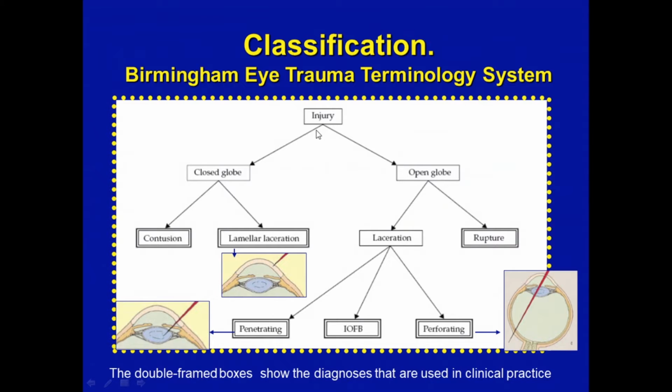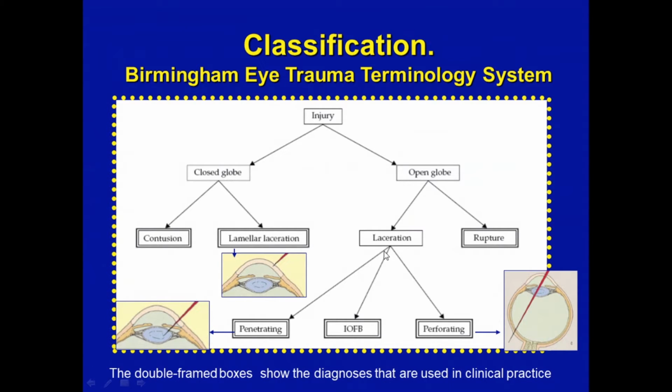So, all eye injuries we divide into closed globe and open globe. Closed globe: contusion and lamellar laceration. Look at this picture. As for the open globe, we divide it into laceration and rupture. For example, in a severe contusion, maybe there is a rupture of the eyeball.